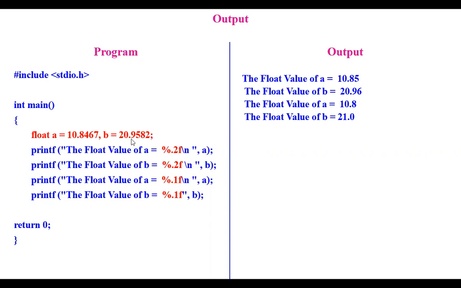But if you come to this second case, 20.9 and this is 5. And this actually becomes one bigger, that is 10. 10 means 1 comes to the left side and 0 here. That's why this has become 21.0. So in a good looking manner, we can also display the value of a float using this .2 or .3, .1 like this.